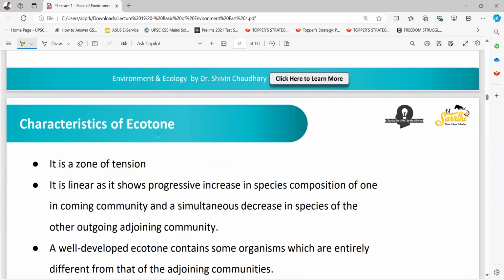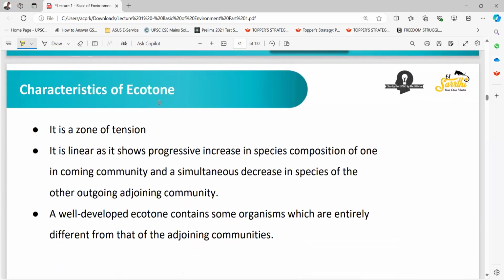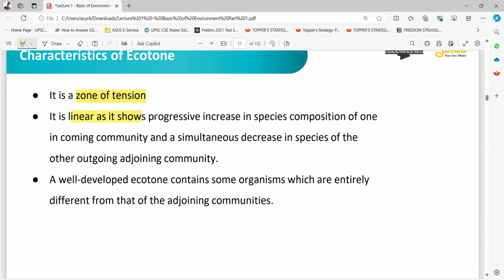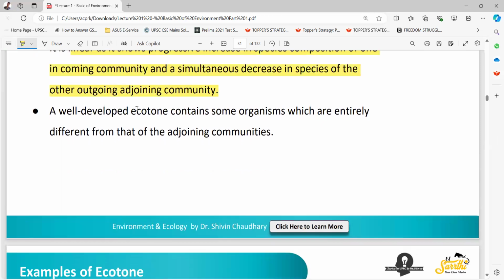Okay, characteristics of an ecotone. It is a zone of tension. It is linear as it shows a progressive increase in species composition of one incoming community and a simultaneous decrease in species of the other outgoing adjoining community. A well-developed ecotone contains some organisms which are entirely different from those of the adjoining communities.